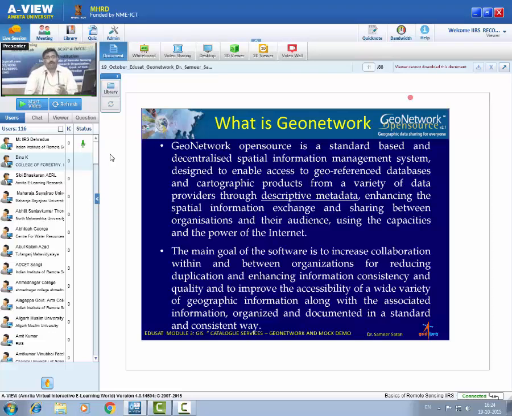And the main goal of this Geonetwork is to increase collaboration within and between organizations, for reducing duplication and enhancing information consistency and quality, and to improve the accessibility of geographic information along with associated information organized and documented in a standard and consistent way. So basically, it allows you to build a portal, and you can link this portal to n number of nodes if they follow certain protocols.